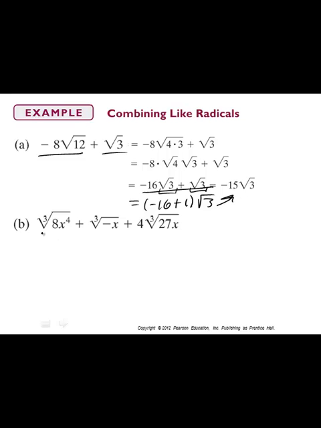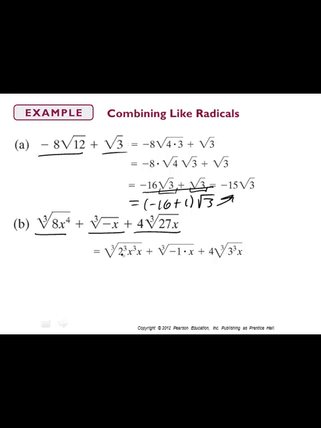Here's another example here. Cube root of 8 times x to the 4th power plus cube root of negative x plus 4 times cube root of 27x. So for each one of these terms, pull out whatever you can. Pull out any perfect cubes, and let's see what you get. Now, the cube root of 8 x to the 4th, let's look at that first.